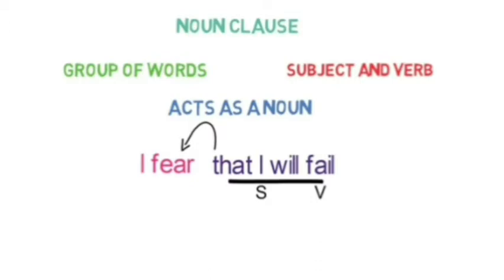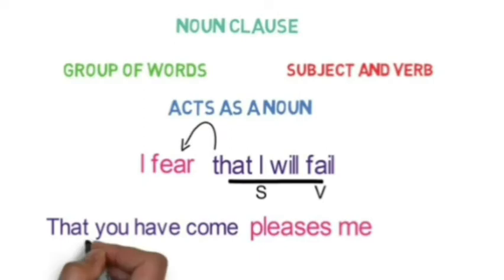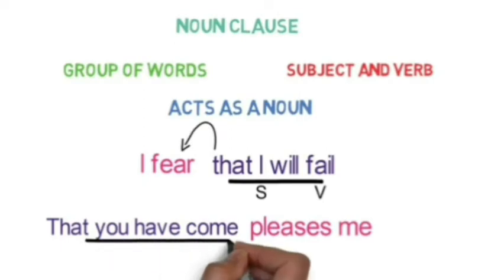Let's look into one more example of it. That you have come pleases me. Here, that you have come is a noun clause as it is acting as a subject of the verb pleases. So basically this clause does the work of noun.